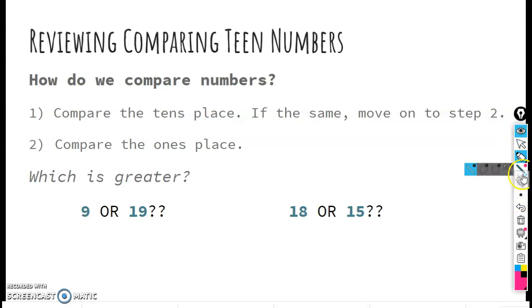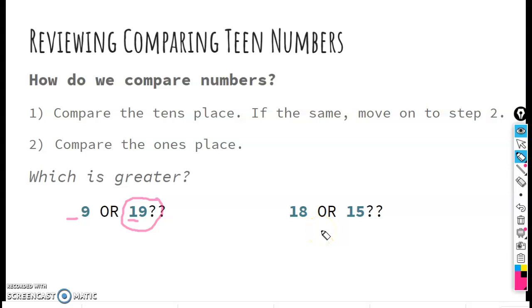So for example, if my two numbers that I'm comparing are 9 and 19, I'm going to first look at the tens place. So 19 has 1 ten, and 9 is a little bit tricky, but it has 0 tens. There's an invisible 0 in front of the 9 there. So if I'm looking at my two numbers to see which one is greater, what's greater, 0 tens or 1 ten? I know 1 ten is greater, so I already know that 19 is the greater number. I don't even have to do step number 2 because the tens place was different in this one.